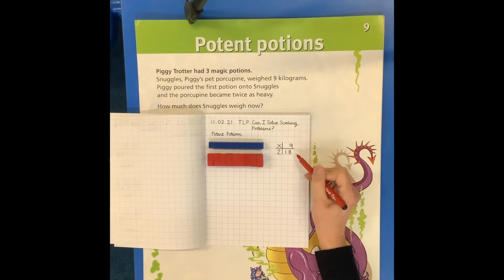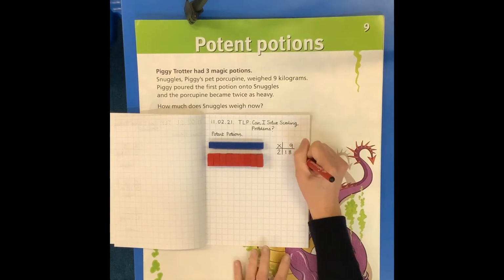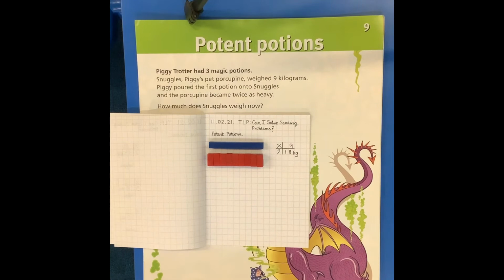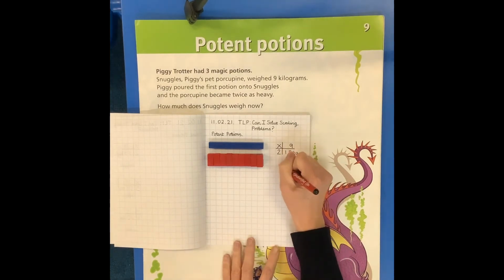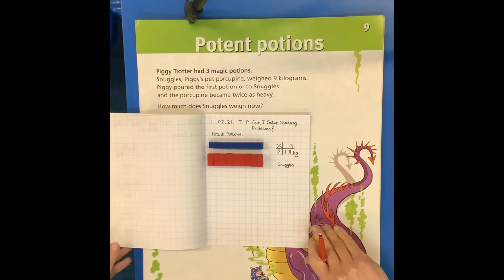Now this is not the right answer. The number is correct, but I've forgotten to put my measurement units on there. Without the kilograms, which I can shorten to kg, that is not a meaningful answer for what Snuggles now weighs. I'm going to write Snuggles there. So that's problem 1 of my examples today.